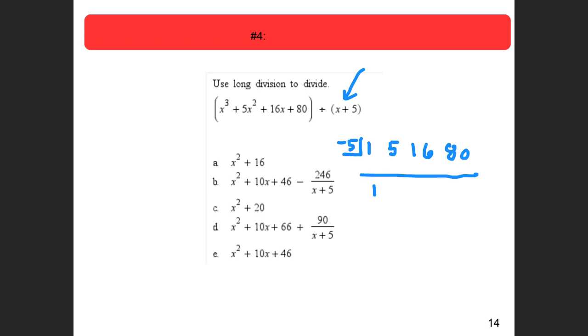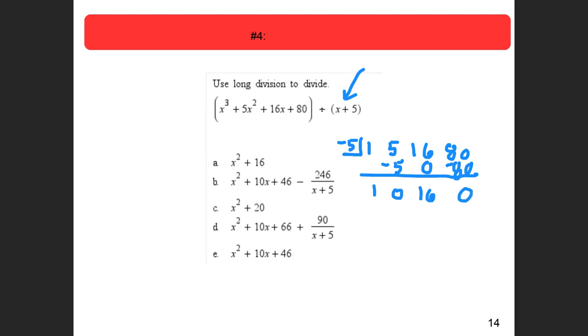Bring down my first term. So bring down the 1. Negative 5 times 1 is negative 5. Add straight down. Gives me 0. Negative 5 times 0 is 0. Add straight down. That gives me 16. Negative 5 times 16. Is that negative 80? I think it is. Add straight down. You get 0. So what's my answer here?